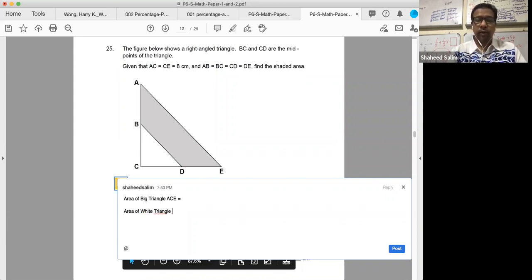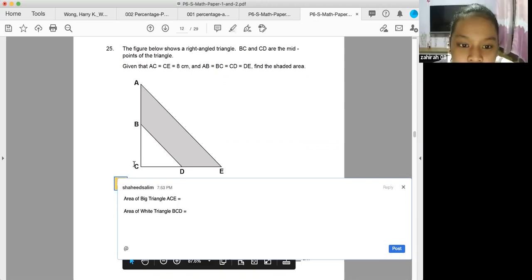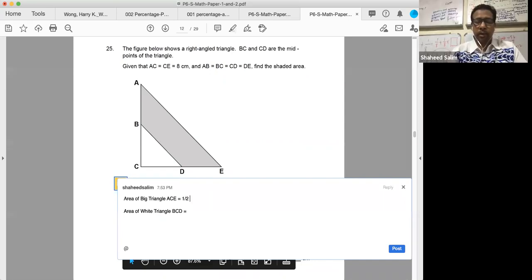All you need to do is just find the area of these two triangles. That's one method. There's another method. So area of big triangle. Can you get, Zaida? Not yet. Rahana, can you get? You find, they say this is 8. This is half times 8 times 8. So 8 times 8 is 64. 64 divided by 2 is 32.